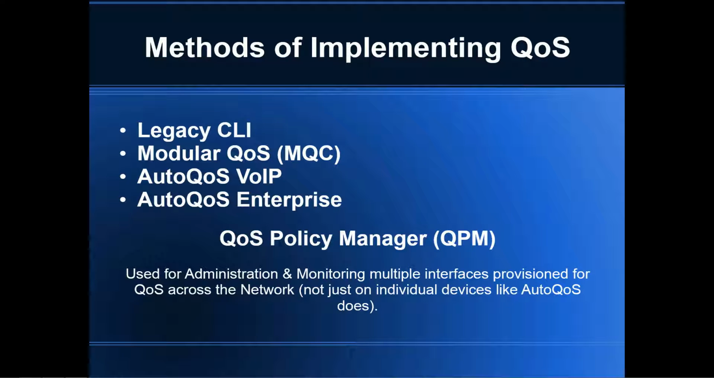Okay, so one of our last sections is proof of concept for verifying QoS in a next generation network. So I figured first of all what I would do is we would talk about methods of actually implementing QoS, because it doesn't really matter if it's current generation or next generation networking, the actual method of implementation for QoS is the same. We're going to talk about things like legacy CLI, some modular QoS, auto QoS functions including VoIP and enterprise, and we're going to talk about some policy managers for QoS.